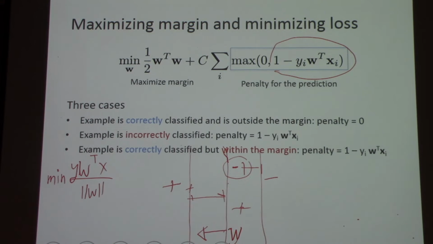And what you will do is, instead of doing that, you will say that you set the closest point to be at a distance 1. That's what this constraint did. And then you find a W that maximizes this whole quantity. And that's equivalent to saying minimize the norm of W. Minimizing the norm of W is equivalent to saying minimize W transpose W.